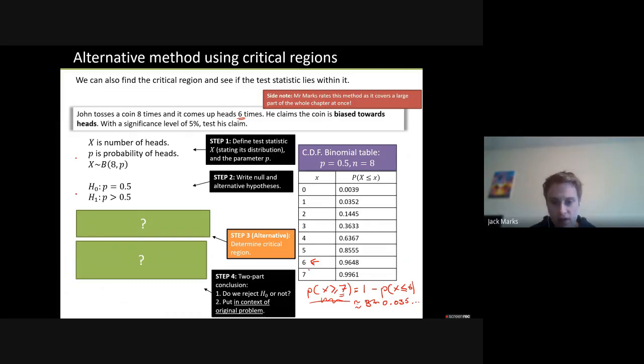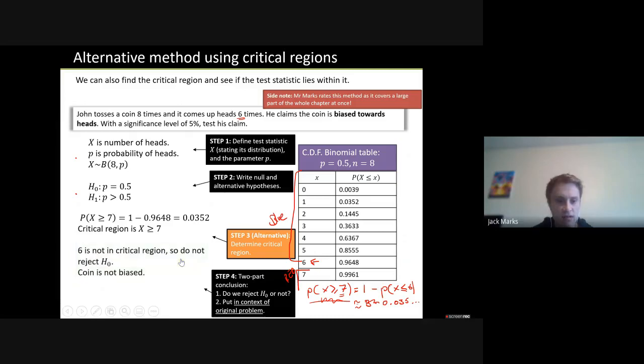This is like the red part from before, and this is sort of like the blue part from before. Compare your 6 to the critical value. So 6 is less than the critical value. It does not lie in the critical region. In other words, there's insufficient evidence to reject the null hypothesis. Okay, so the critical region is a 7 or more. How does 6 compare? 6 is not in the critical region, so we do not reject H0. In other words, we say that the coin is not biased, or we do not have enough evidence to suggest that the coin is biased.